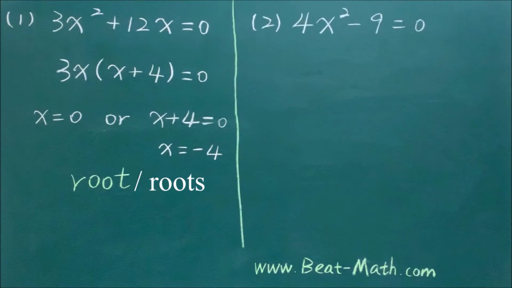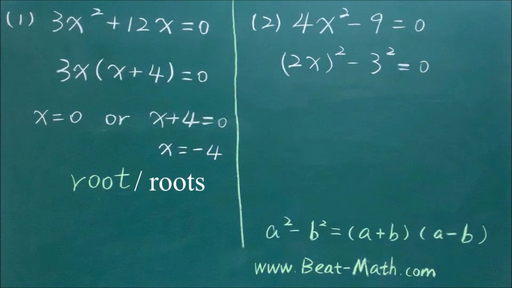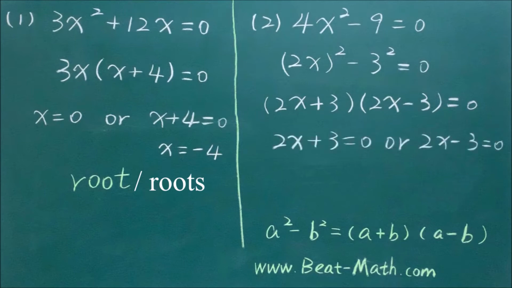4x squared minus 9 equals 0. Here, 4x squared is the square of 2x, and 9 is the square of 3. So we can use the square difference formula to factor the left side of the equation and get (2x plus 3) times (2x minus 3) equals 0. As we just learned, when 2x plus 3 equals 0 or 2x minus 3 equals 0, the equation equals 0. So we just need to solve these two simple linear equations to get the solution.